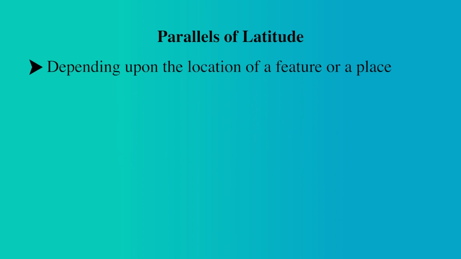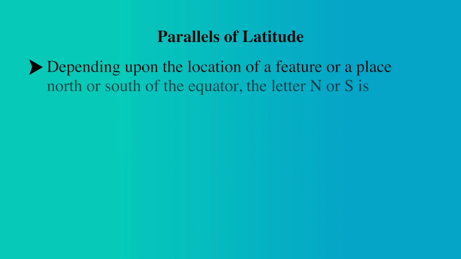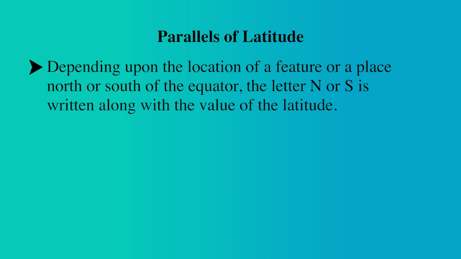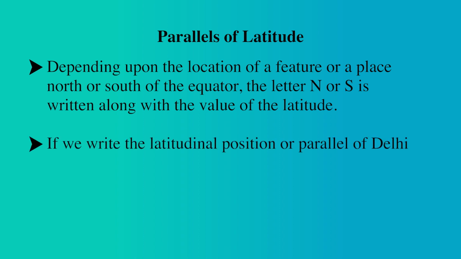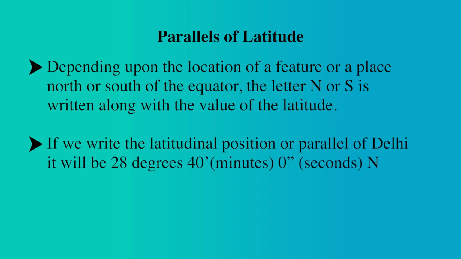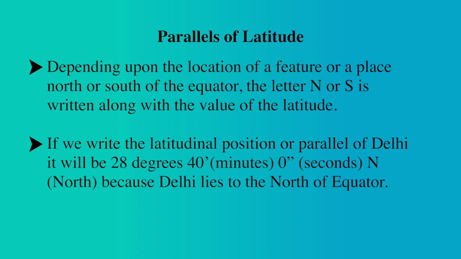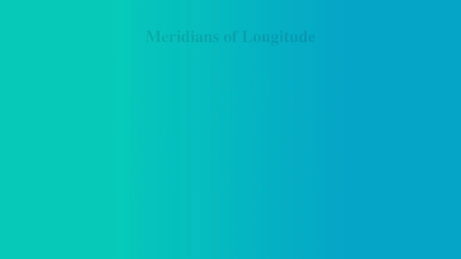Depending upon the location of a feature or a place north or south of the equator, the letter N or S is written along with the value of the latitude. For example, if we write the latitudinal position or parallel of Delhi, it will be 28 degrees 40 minutes 0 seconds north, because Delhi lies to the north of the equator.